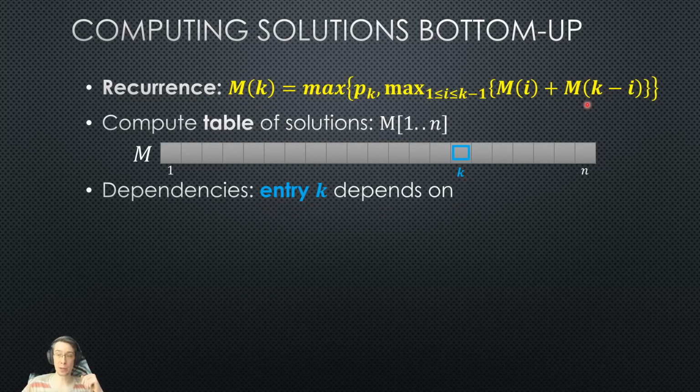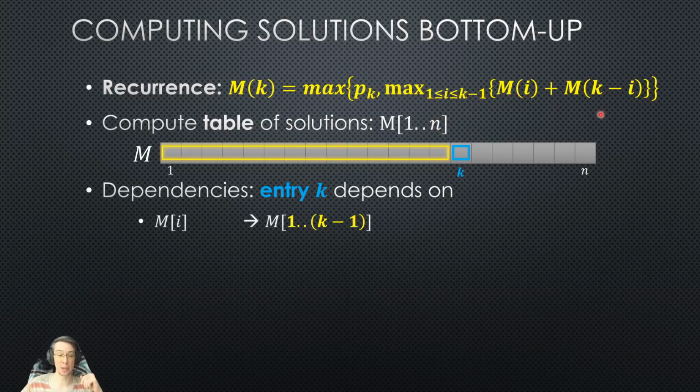If we look at this recurrence relation, to compute m of k, we need to look at the price of k. That's not an entry on this table, so that's not a dependency. Then we look for all i between 1 and k minus 1, inclusive. We look at m of i and m of k minus i. m of i for all i is m of 1 up to k minus 1, right? So these yellow cells are what we depend on for this first m expression.